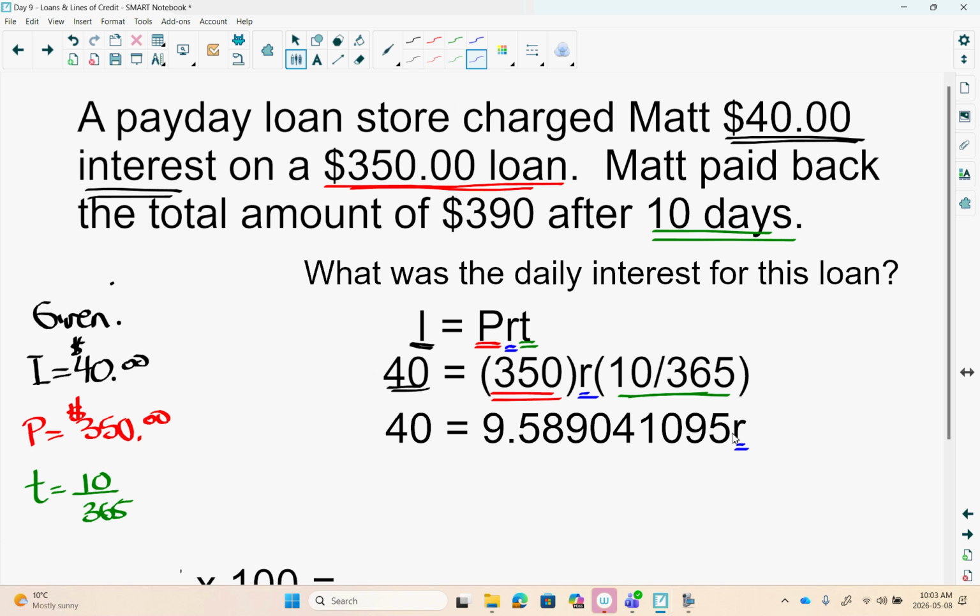What would you do from there? I would divide both sides of the equation by this number right here. And if I do that, do you agree that I get 4.17? If I go 40 divided by that answer, 9.589041095, I get 4.17142857. Now that's the R value. What's the problem?